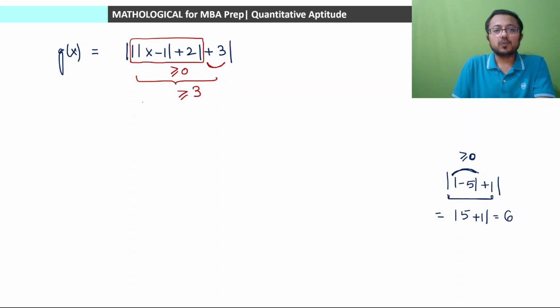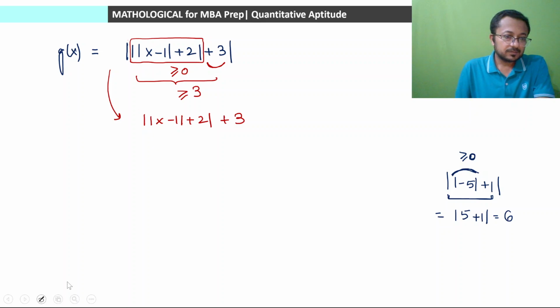So this will always open with the positive sign, यानी कि this is same as, बाहर के मॉड को पूरा हटा दो, mod of x minus 1 plus 2 plus 3. Now apply the same logic on this portion.